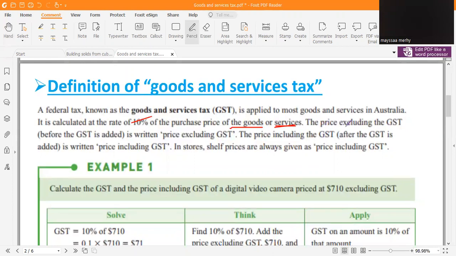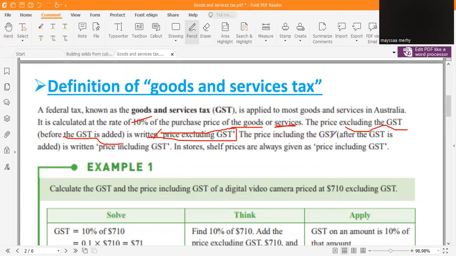So the price excluding the GST, we explain it as the price before the GST is added. Without tax, the price without tax is the original price of the goods or services. So we know it as price excluding GST, without tax.